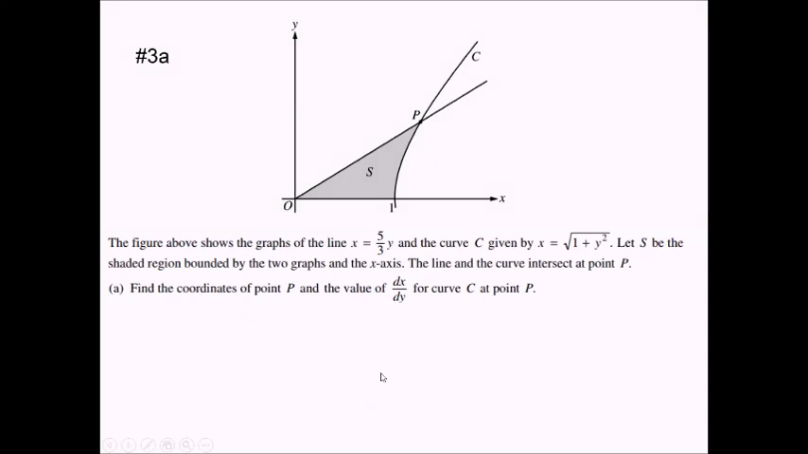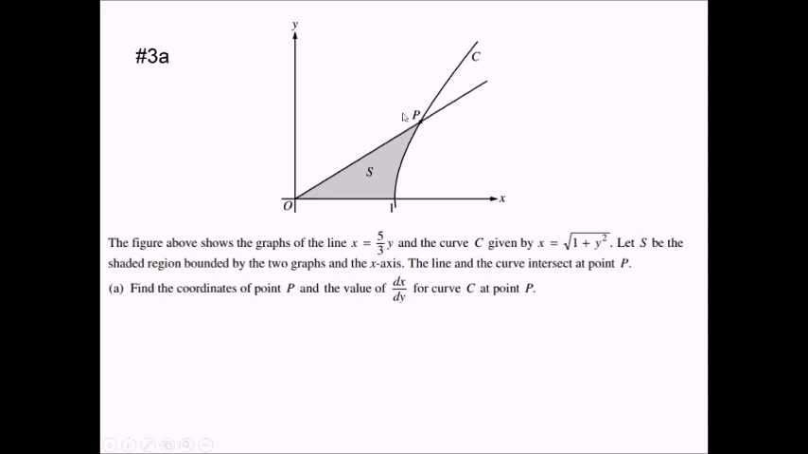For this calculator-based problem, we have this figure above with the graphs of the line x equals 5/3 y. So this is an x equals f of y kind of situation. So that's this line right here. And we also have x equals square root of 1 plus y squared. So that's this piece of a sideways parabola here. S is the bounded region. We want to figure out for part A the coordinates of this point P up here, and then dx over dy for curve C at point P.